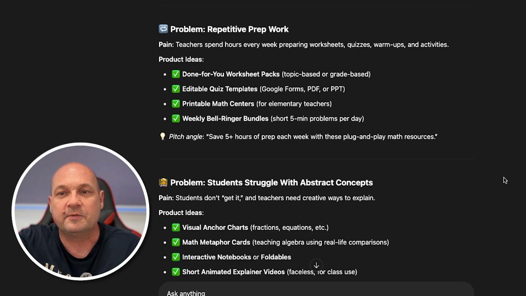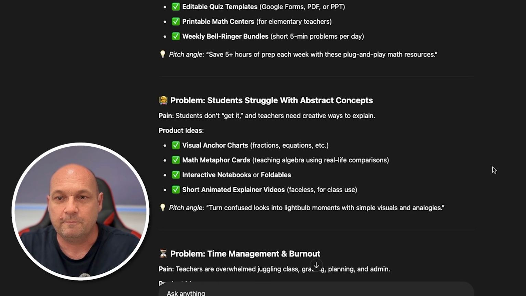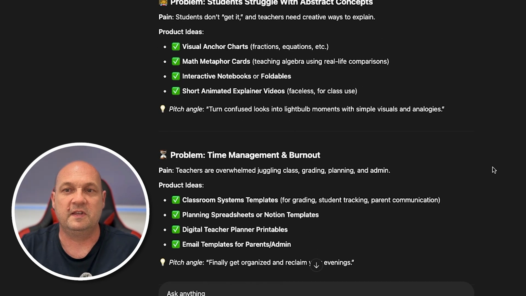You already have worksheet packs or printable math centers for elementary teachers, or the other things like math metaphor cards, like teaching algebra using real life comparisons. How cool is that? I think people would buy that for $7. So do you get the idea around this?